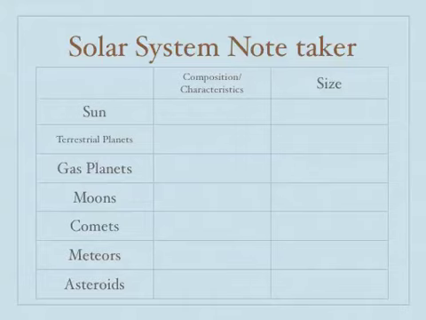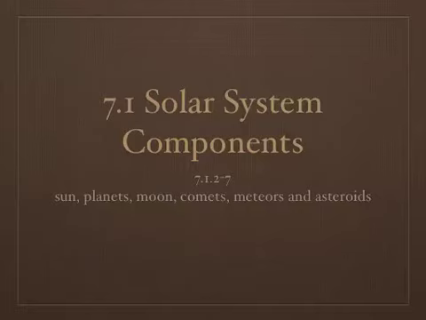In order to demonstrate your knowledge, I have a solar system note taker for you. You're going to be including the composition or characteristics and size of all the objects that we talked about: sun, planets, moon, comets, meteors, and asteroids. Good luck! This was a lesson on the 7.1 Solar System Components Matrix.